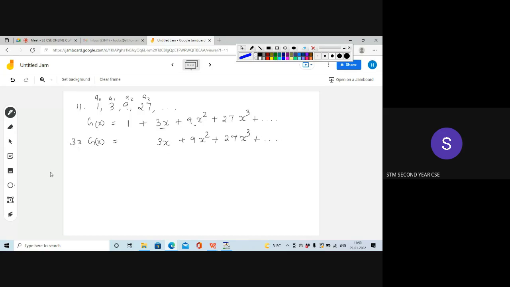Now, what is this next step? Come on first. What is the next step? I multiplied, I shifted, and what is the third step? What should I do next?